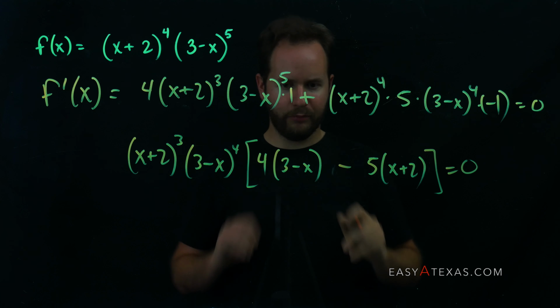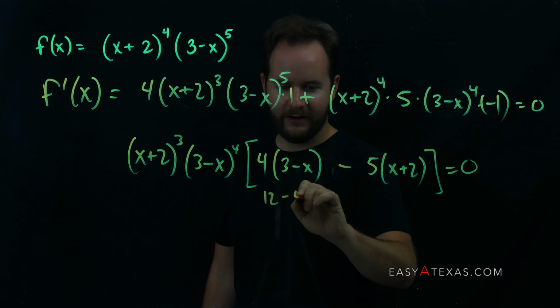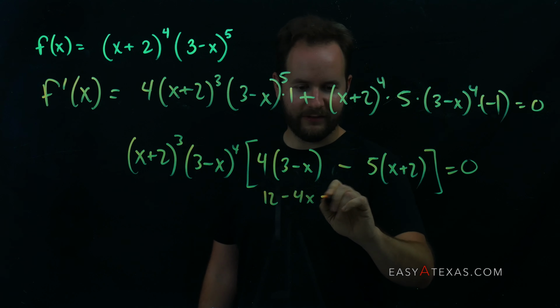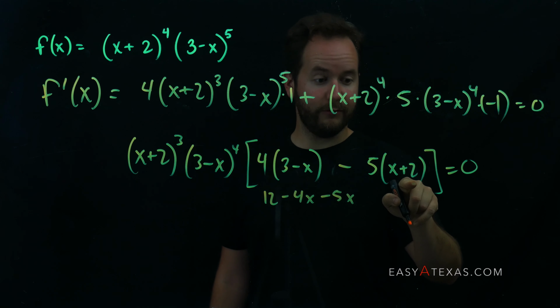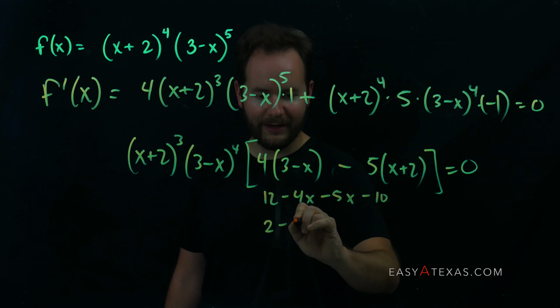I can clean this inside parentheses up a little bit and then we'll get an answer. 4 times 3 is 12. 4 times negative x is negative 4x. Negative 5 times x is negative 5x. And negative 5 times positive 2 is negative 10. So my inside term here really just boils down to 2 minus 9x.